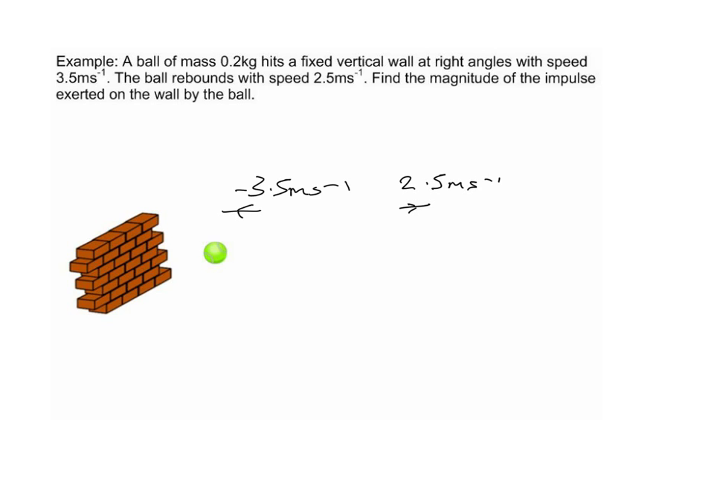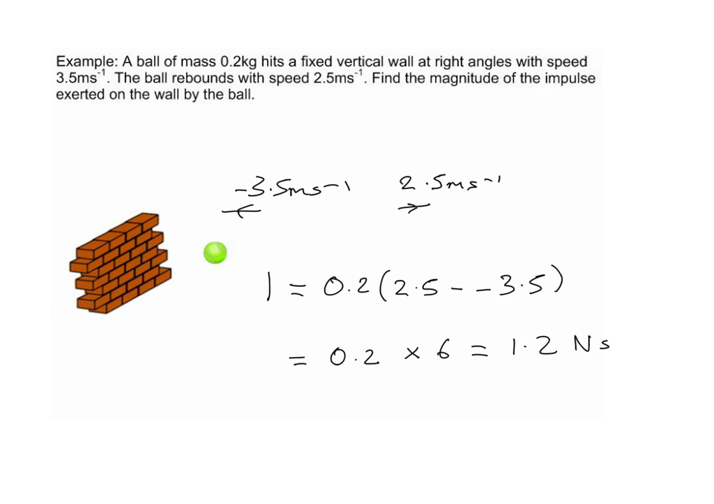Therefore, we can calculate the impulse, which is the mass, which is 0.2, times the change in velocity. So the final velocity is 2.5. The initial velocity is negative 3.5. Therefore, the impulse is 0.2 times 6, which equals 1.2 Newton seconds.